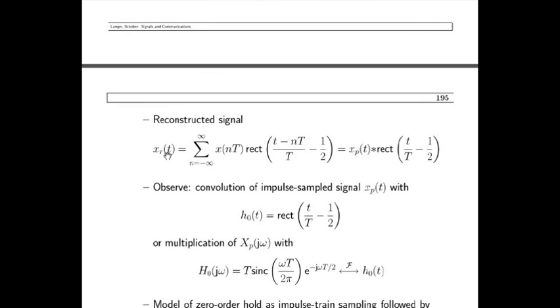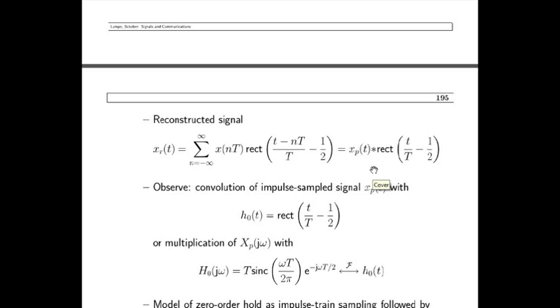Now let's see the reconstructed signal. Here the reconstructed signal xr of t is obtained by the same method: we are passing the sampled signal through a low pass filter. But in the three cases, the first being ideal band limited interpolation, the second zero order hold, and the third first order hold, the impulse response of the low pass filter will change. In this case, the impulse response for the low pass filter is this rectangular function.